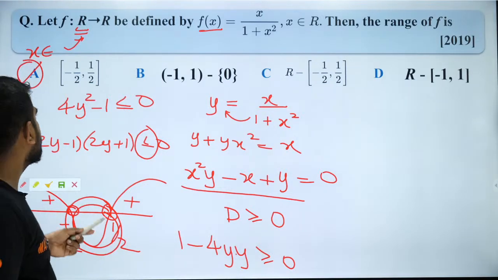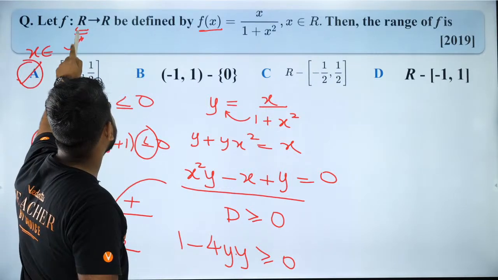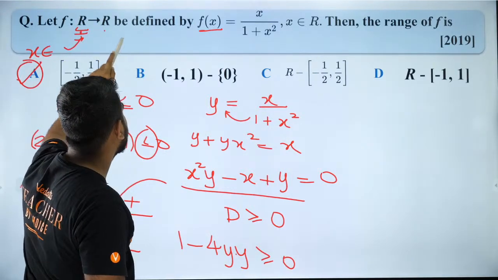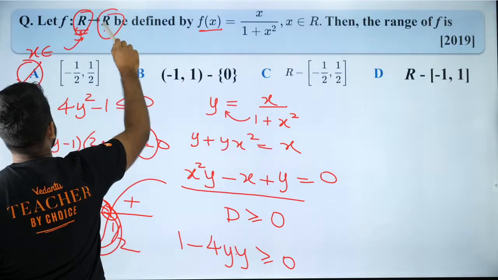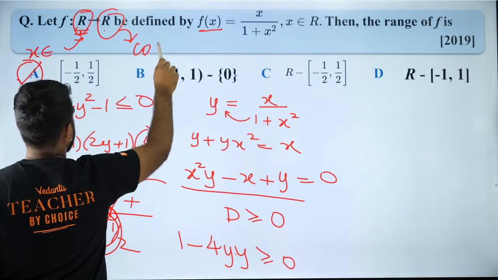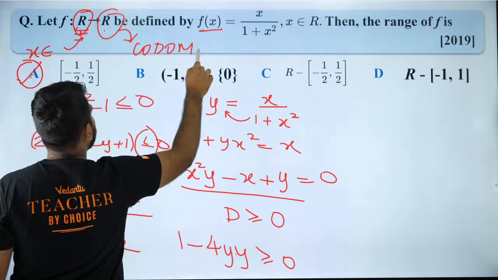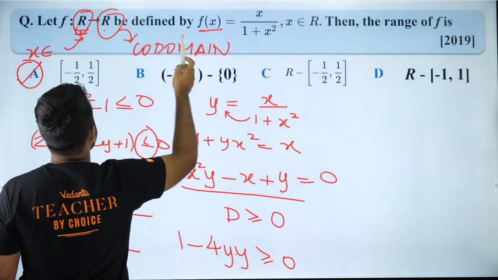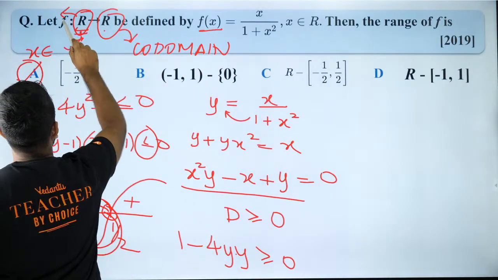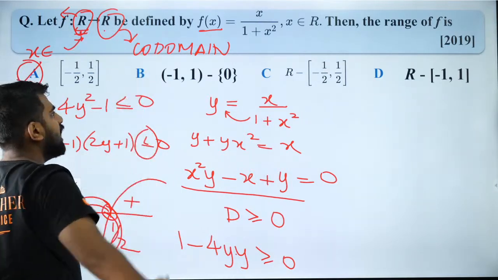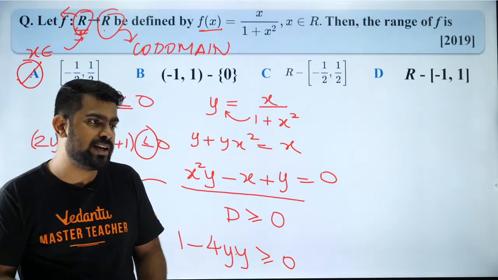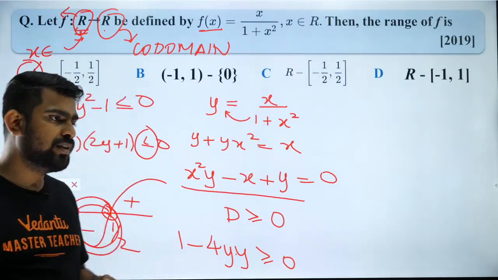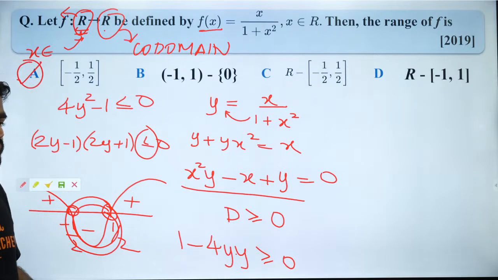What is R to R? It is a function from the set of real numbers to the set of real numbers. So this is what we call the domain, and this is what we call the codomain. Okay, it comes in sets and relations, Venisha. This is called your domain. Domain and codomain are useful to understand functions. Are you all clear? So we have a lot of doubts.